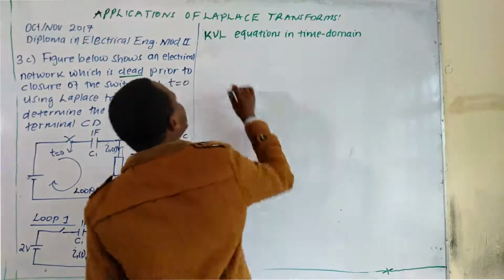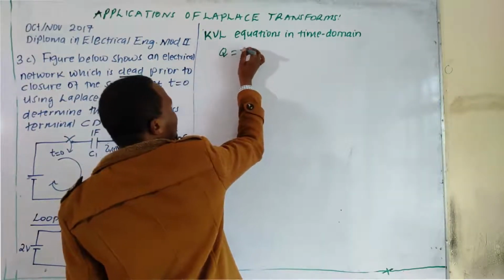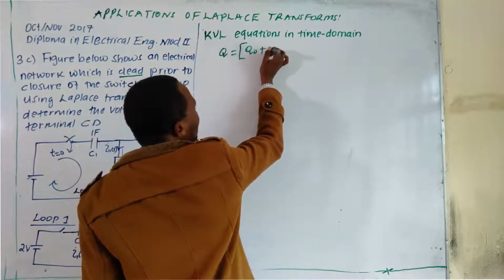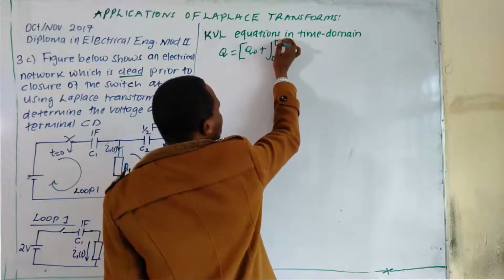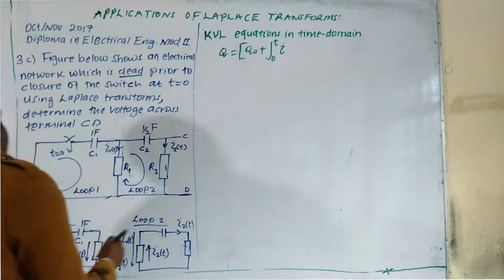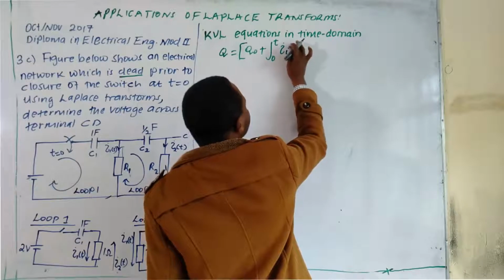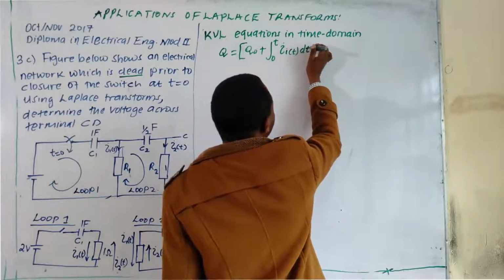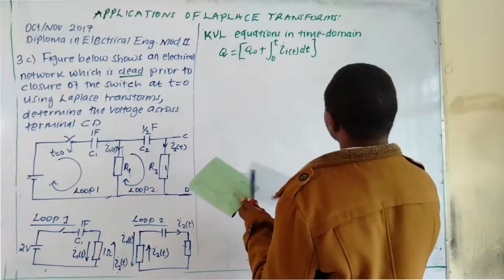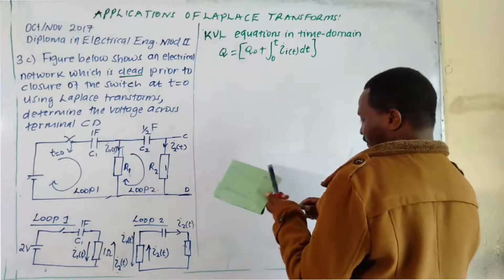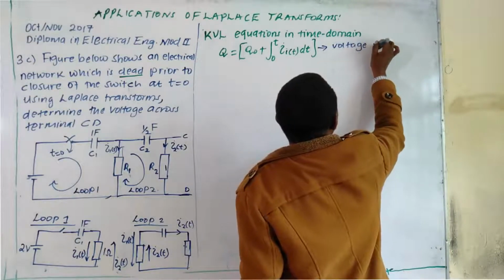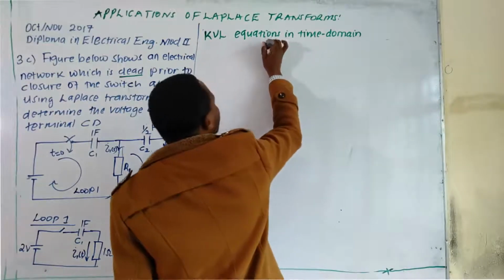So for the capacitor, Q is equal to, as we said in the other equation, the initial charge Q naught plus integral from 0 to t of the current flowing through here, I1 of t, with respect to t. This is the voltage in C1, loop 1.